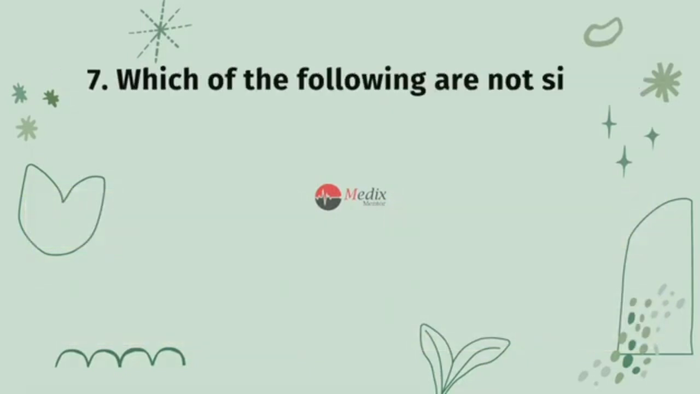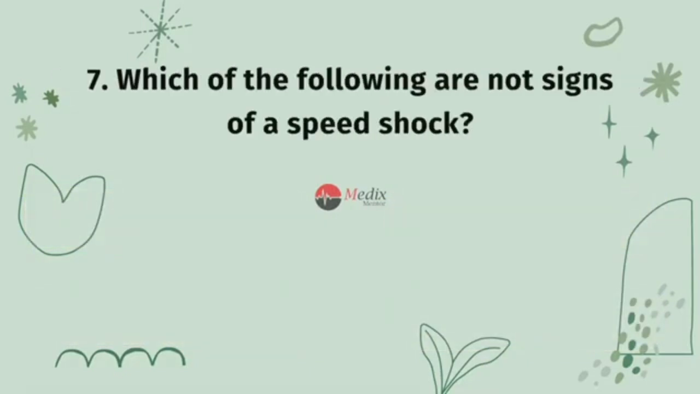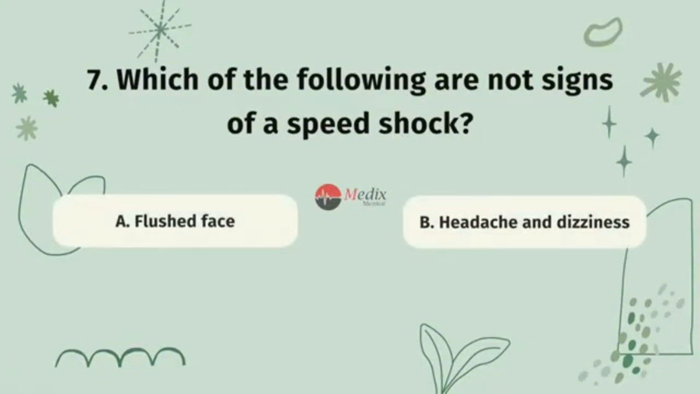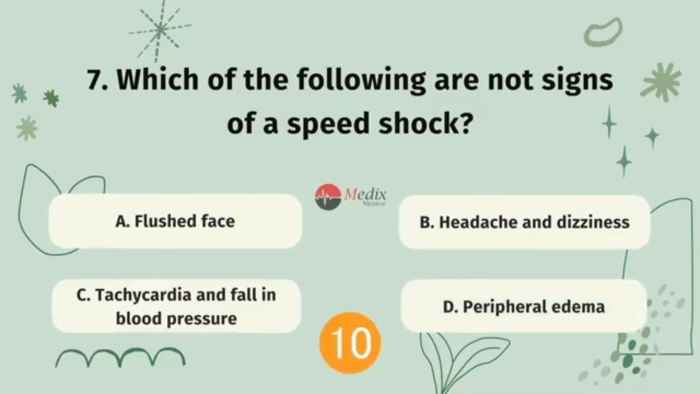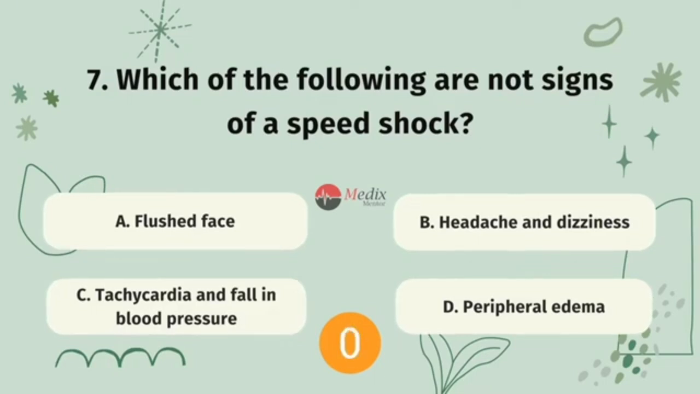Question 7. Which of the following are not signs of a speed shock? Option A, flushed face. Option B, headache and dizziness. Option C, tachycardia and fall in blood pressure. Option D, peripheral edema. The correct answer is D.